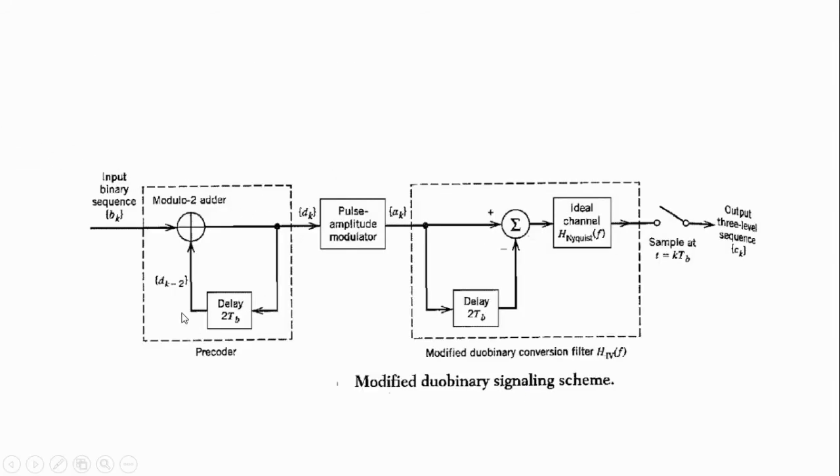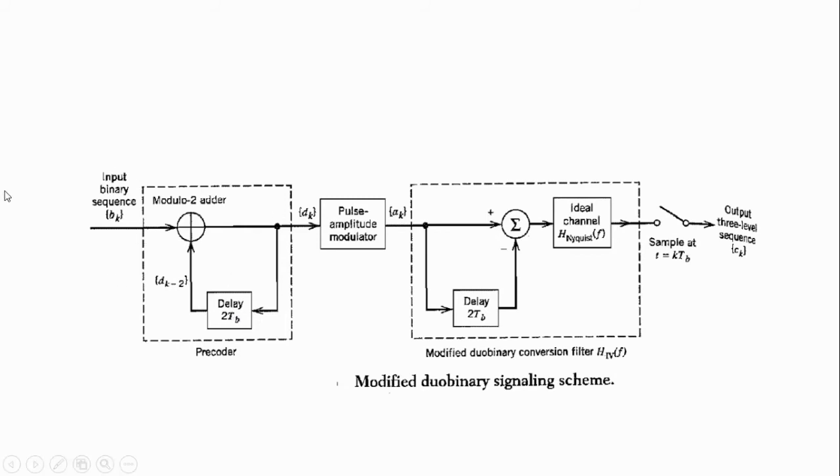In the normal duo binary code, the delay is 1 bit. In the modified duo binary signaling code, the delay is 2 bits. This is the precoder. This precoder is used to reduce the error propagation.